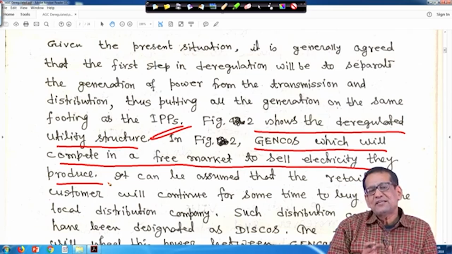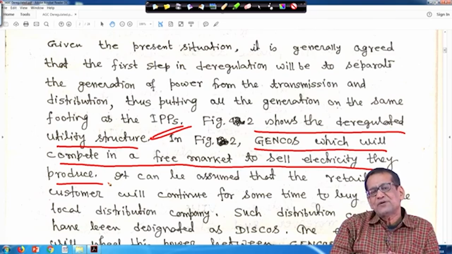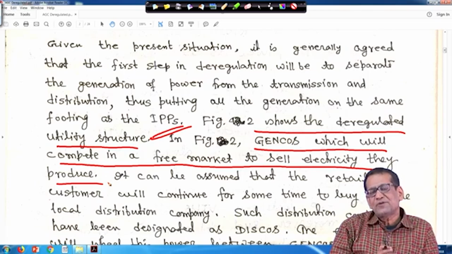So, generally generation companies we call GENCOs, transmission companies we call TRANSCOs and distribution companies in short we call DISCOs, right. So, that is distribution companies, hence I will say DISCOs, right. It has every right to buy power from different GENCOs, right.